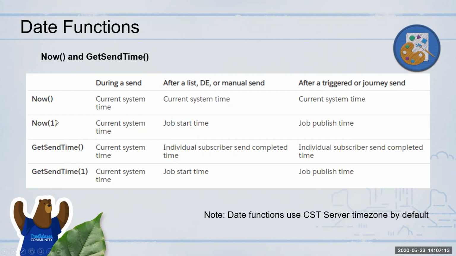There is an extra parameter that you can give. If you give it as true, Now with true and GetSendTime will give you the start of that particular job time, or if it's a triggered send, the job publish time. Publish time is when the triggered sends or journeys are actually published. These two will be the same for all the subscribers in that email send. But if you use GetSendTime, it will vary from subscriber to subscriber, because each email is being sent at a different instance. So keep that in mind.